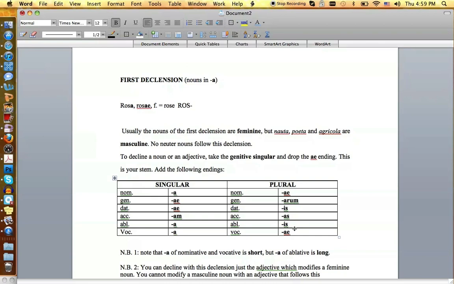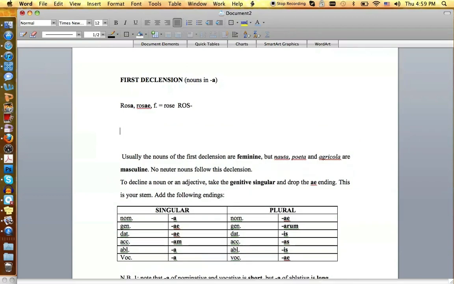Once you have memorized the endings, you can just practice with any word of the first declension. For example, door. Door in Latin is porta, portae, feminine. Okay? And you do porta, portae, portae, portam, portā, porta. Portae, portarum, portis, portas, portis, portae. Okay?